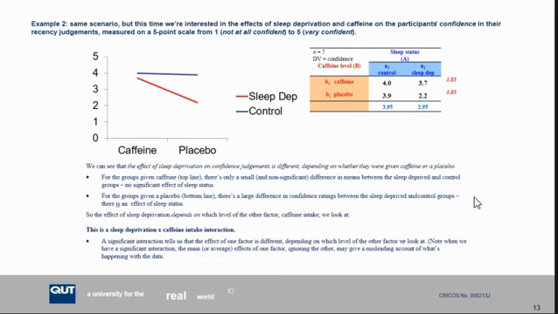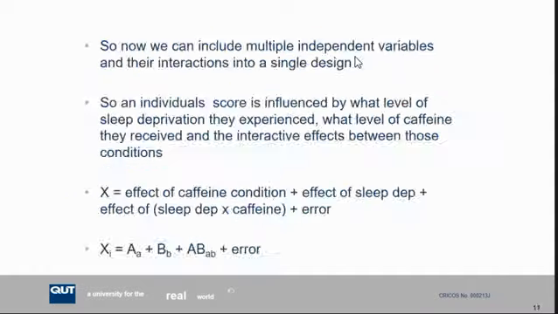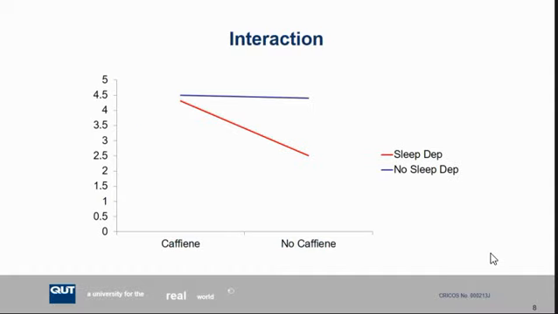Let's have a little look at another example. Let's say in the same experiment, we also measured the participants' confidence in their judgments on a 5-point scale from not at all confident to very confident. And we can see the results that we get here tell us a slightly different story.